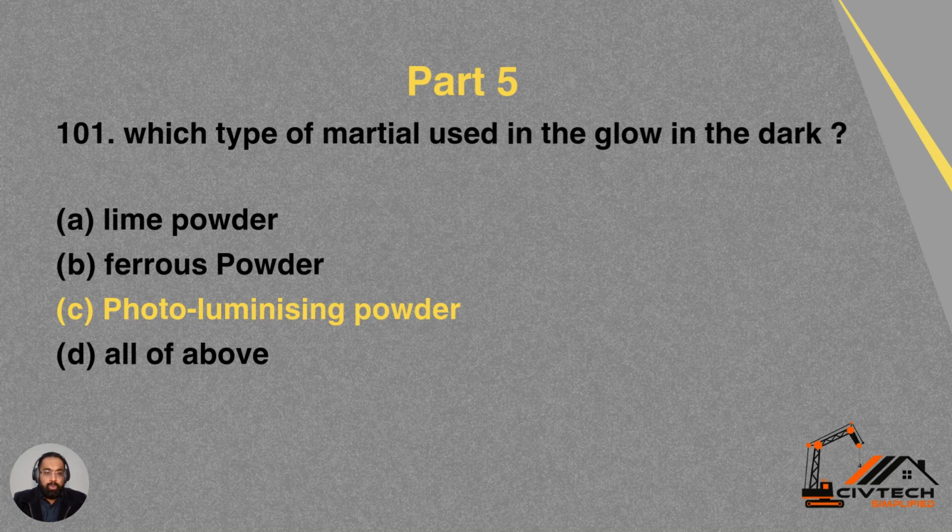And the correct answer for this question is C, photoluminescent powder. This material is used during road pavement and highway construction, and it gives brightness to the highways during dark time. Normally, the road markings are done with this type of material.